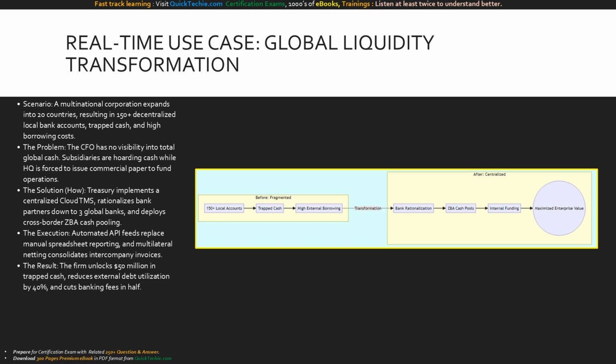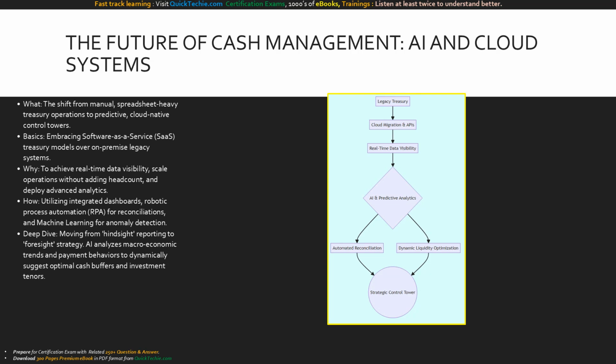All of these strategic actions converge on the final goal: maximized enterprise value. This proves that fixing your cash management plumbing fundamentally transforms the balance sheet. As we conclude our training, we must look to the future of cash management. What is happening right now?